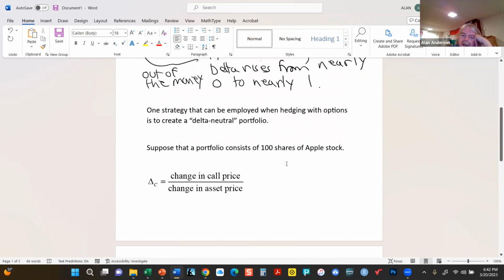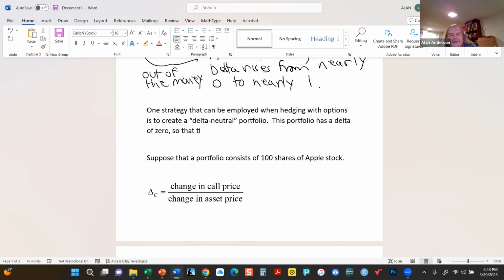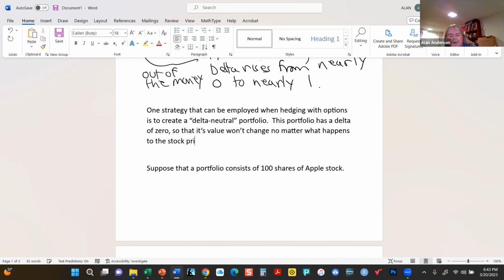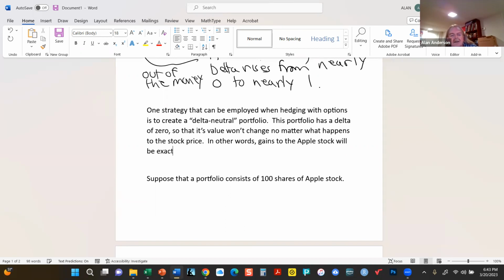But the key detail here is that if we do this correctly, we can create what's called a delta neutral portfolio. This portfolio has a delta of 0, so that its value won't change no matter what happens to the stock price. In other words, no matter what happens to Apple stock, the value of the portfolio will be exactly the same. Gains to the Apple stock will be exactly offset by losses to the options and vice versa.